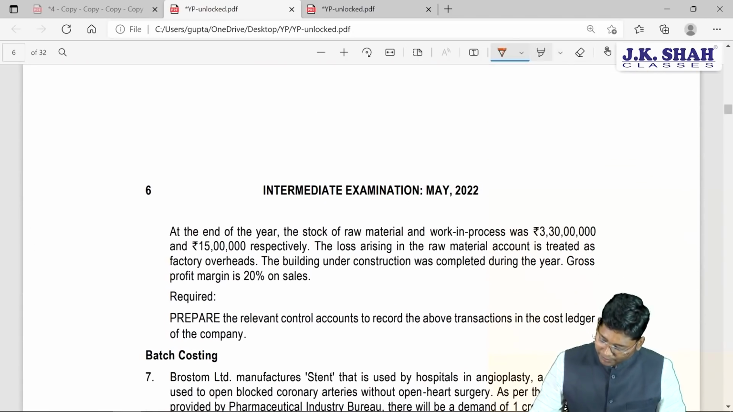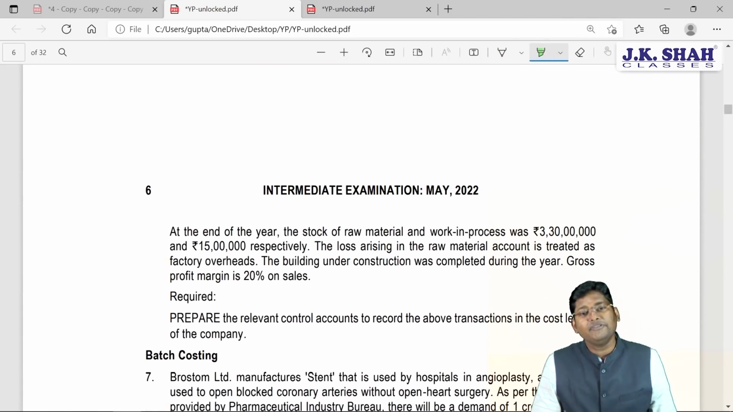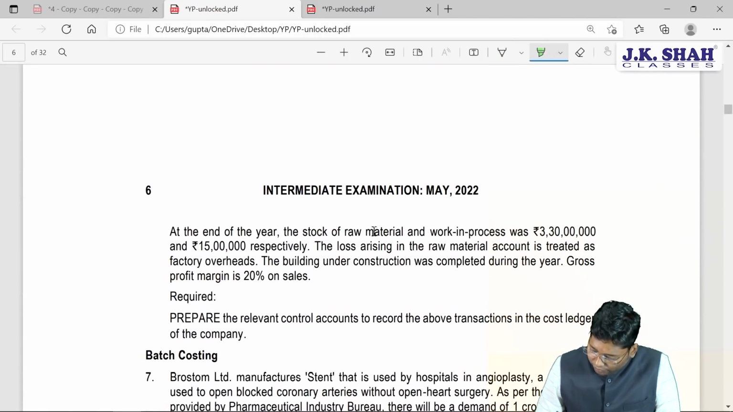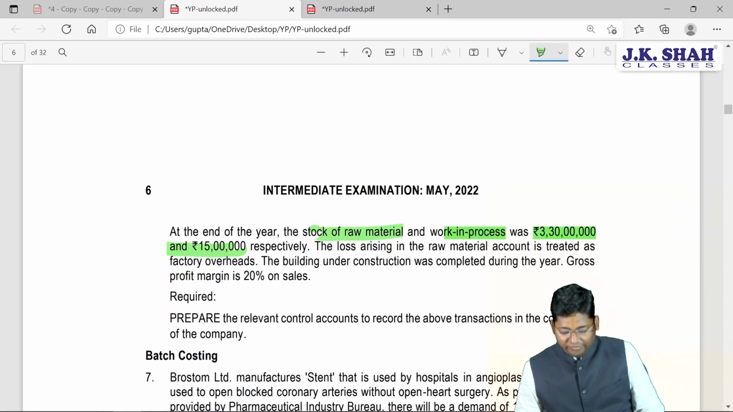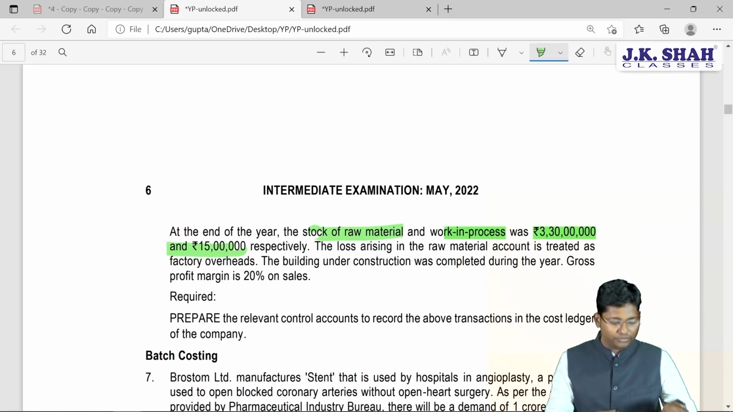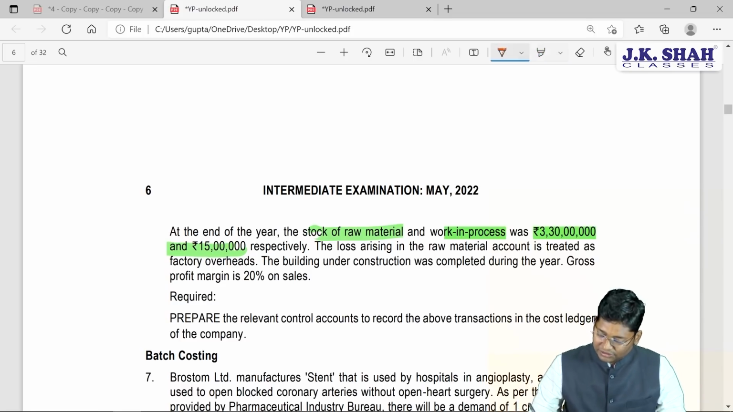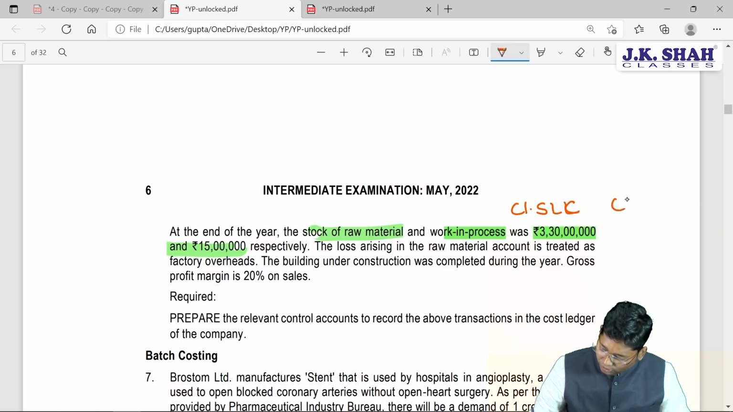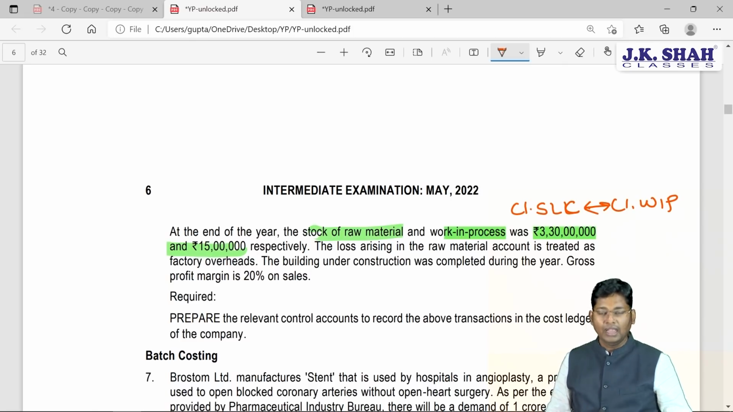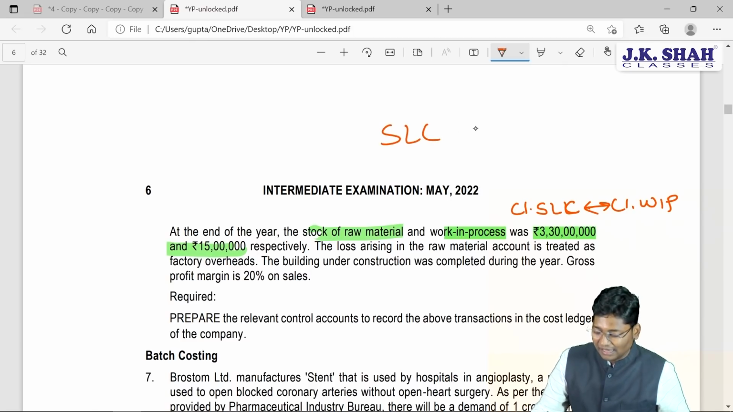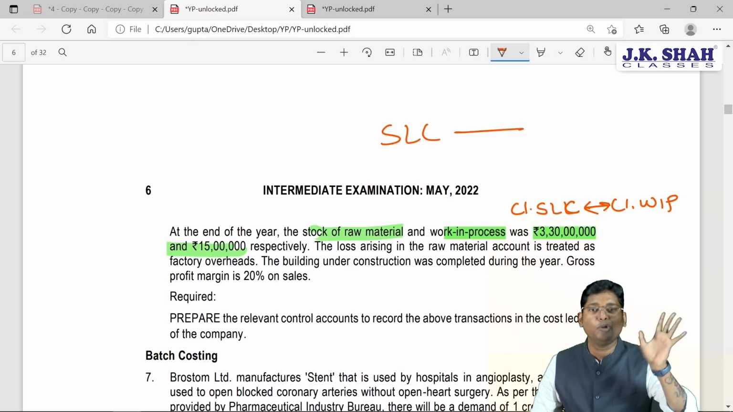That particular information says that at the end of the year, the stock of raw material and work in progress amounted to rupees 33 lakhs and 15 lakhs respectively. These values are nothing but closing of SLC and closing of WIP. These values are given in the question. Done. So, whenever you close the SLC account, you are not going to get the closing balance.